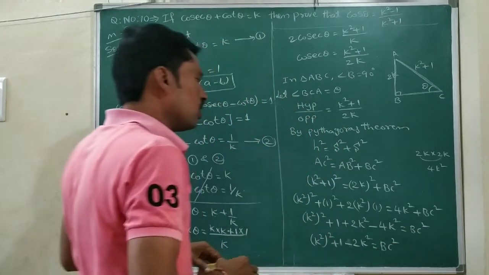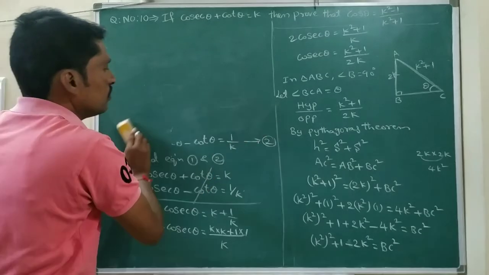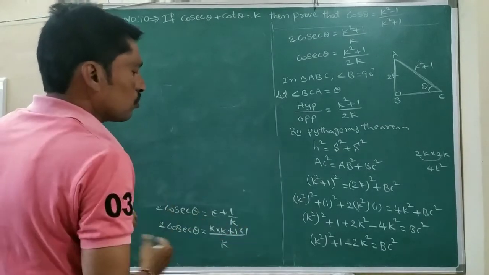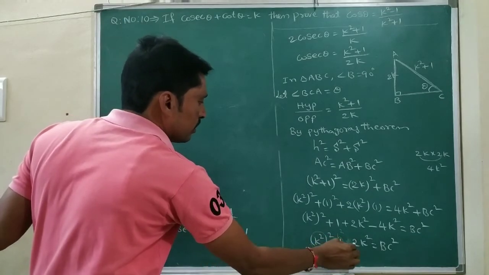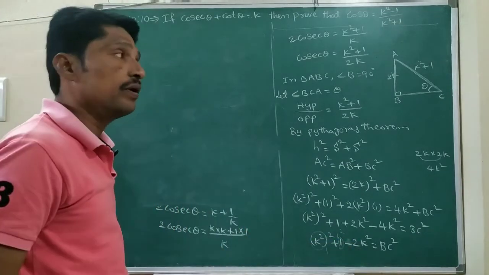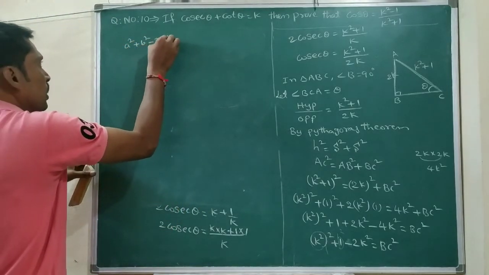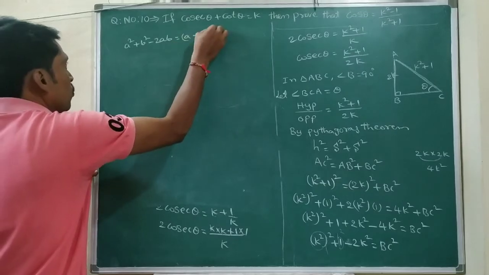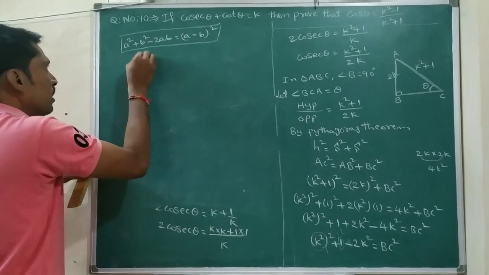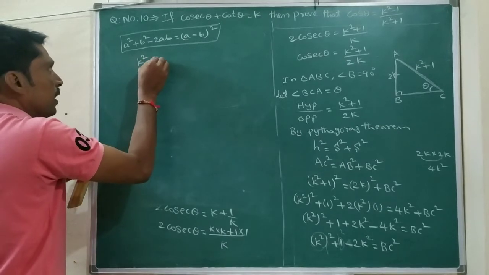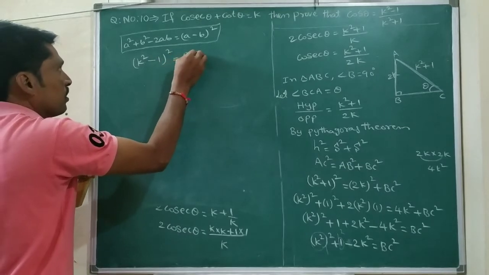So now once you observe here, it is of the form a square, this is b square, we are getting minus 2ab. So already we know the formula, a square plus b square minus 2ab equal to (a minus b) whole square. So now this one we can write: a square means k square, minus b value is 1, whole square equal to BC square.